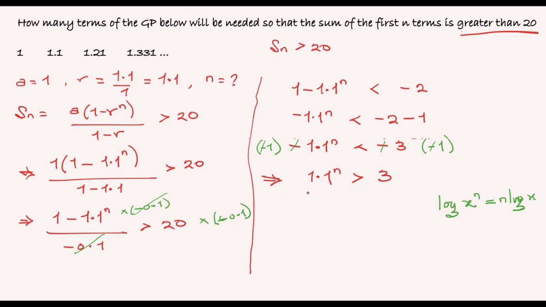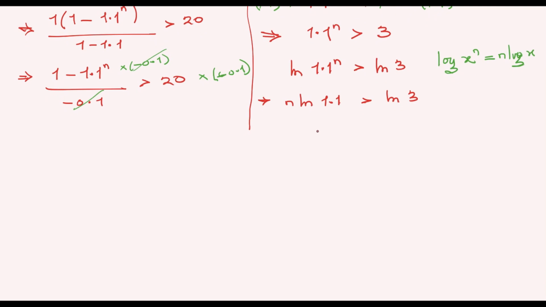All we have to do is find the natural logarithm of both sides, which is our ln of both sides. So ln 1.1 raised to power n is greater than the ln of 3. Now we can apply this rule here by bringing n to the front. So we have that n ln of 1.1 is greater than the ln of 3. And so if we make n the subject of the formula here by dividing both sides by ln 1.1, we'll have that n is greater than the ln of 3 divided by the ln of 1.1.